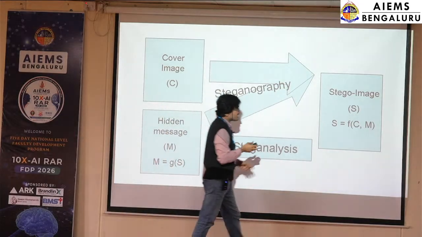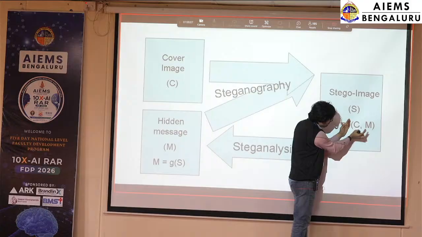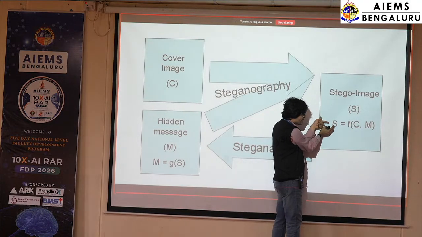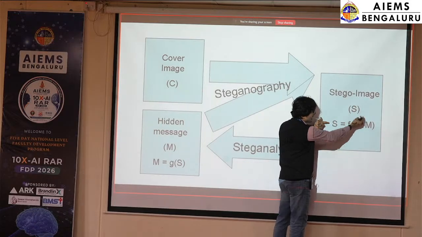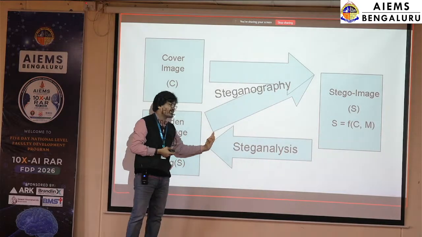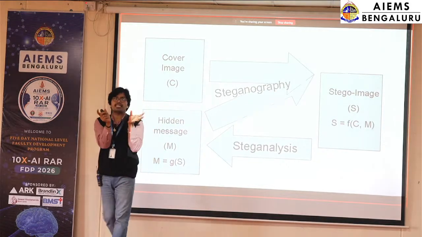The mathematical concept is that the cover image plus data leads to the stego image, or steganographic image. So F is the image which has the image plus data. Based on that we write the data, and once we go for stego analysis, the receiver can understand what is inside. This is the basic idea of steganography.